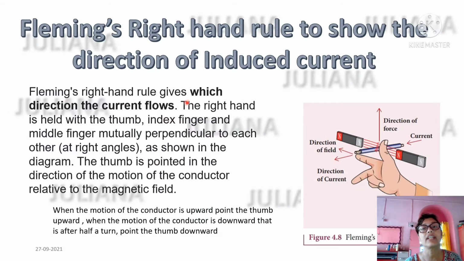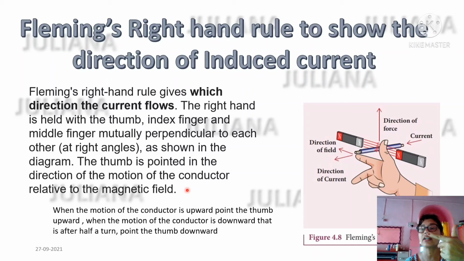So Fleming's right hand rule gives which direction the induced current flows. The right hand is held in such a way with thumb, index finger and middle finger mutually perpendicular to each other at right angles, just like the left hand rule. The thumb is pointed in the direction of the motion. So if the coil is moving upwards, your thumb should be moving upwards.